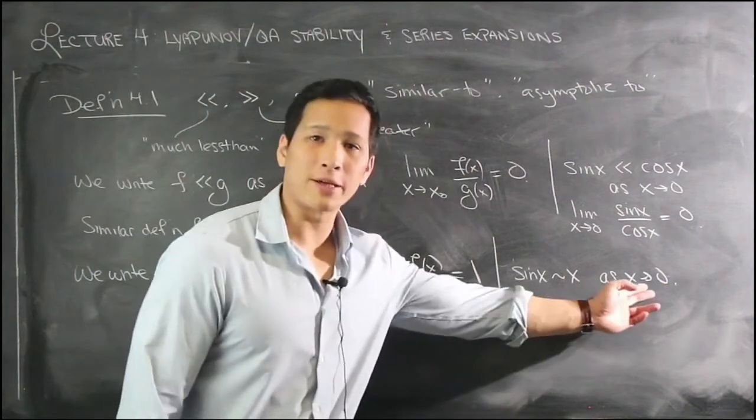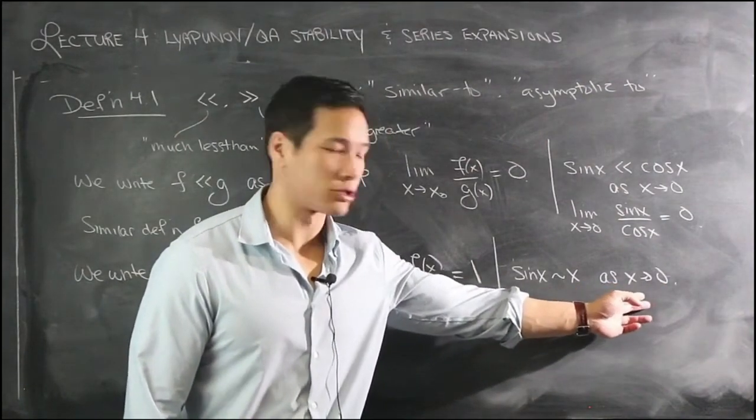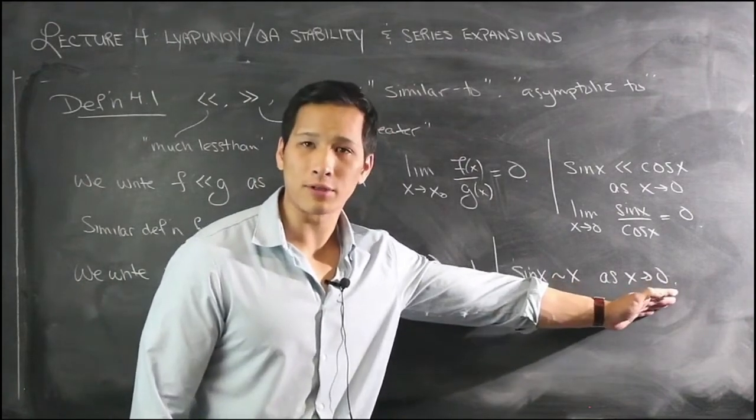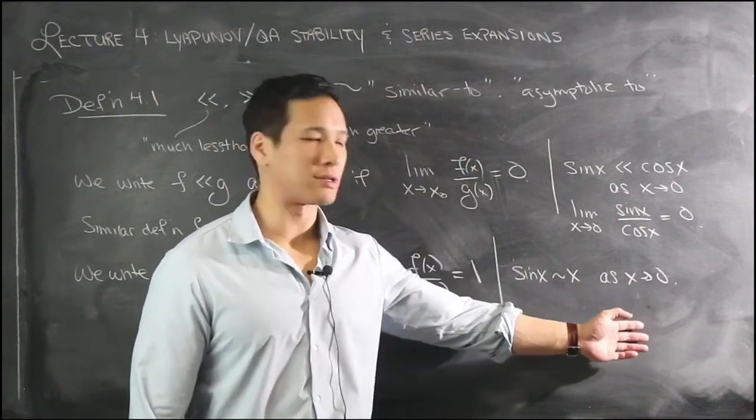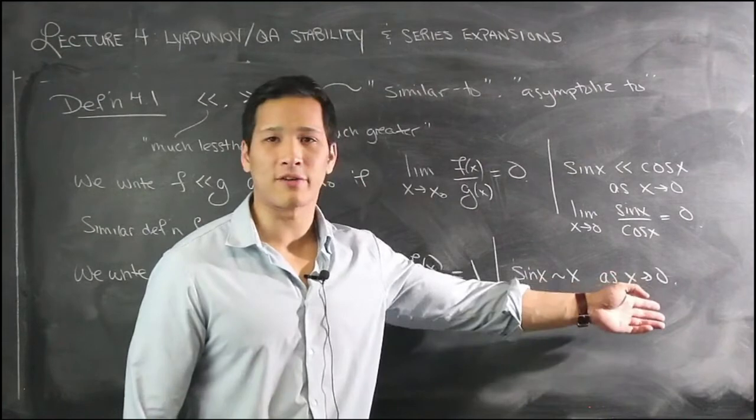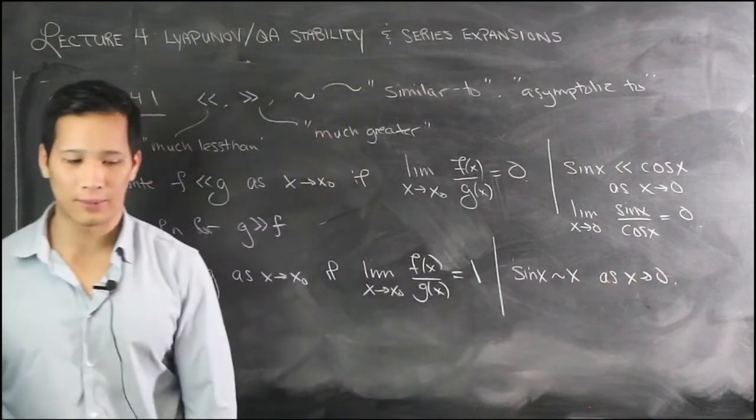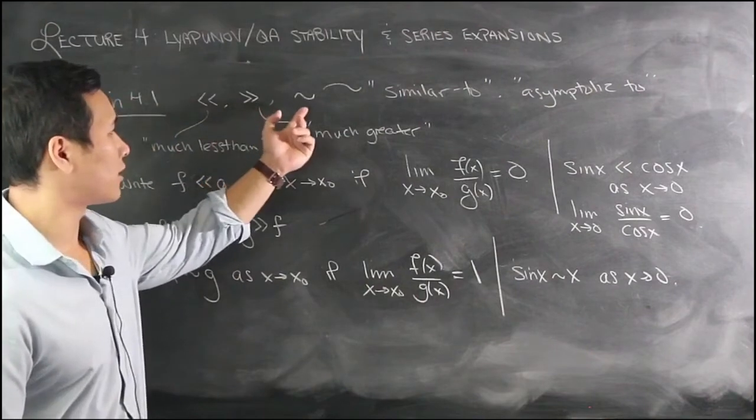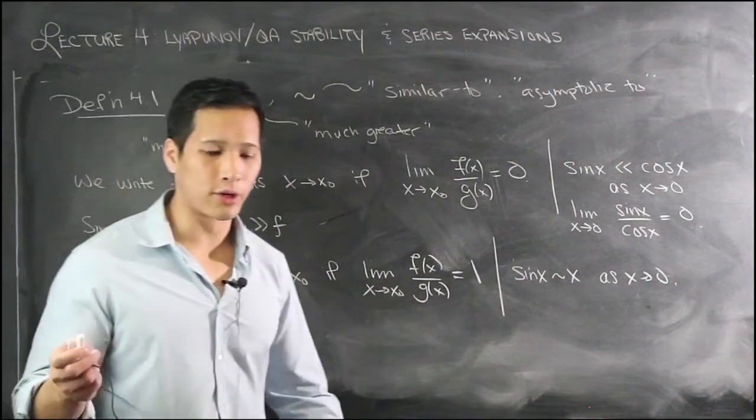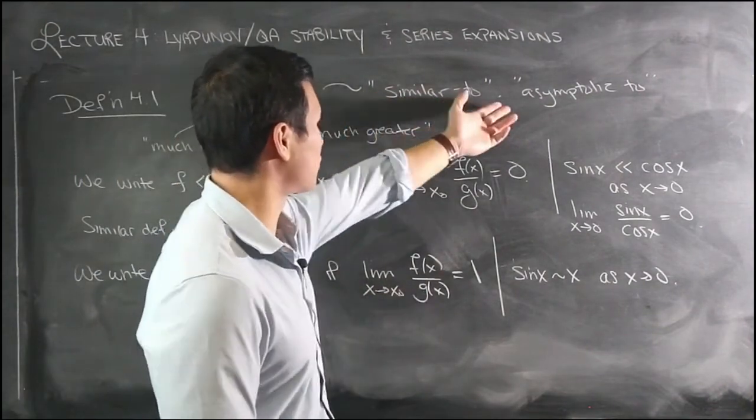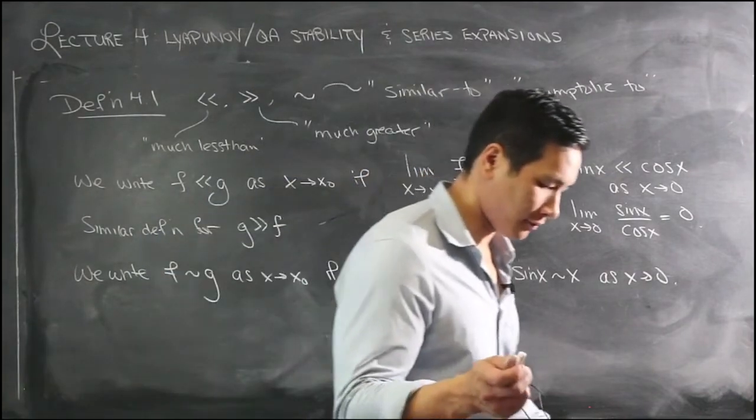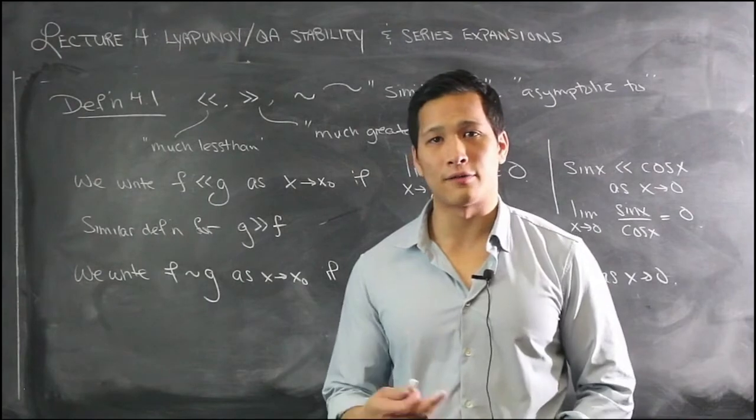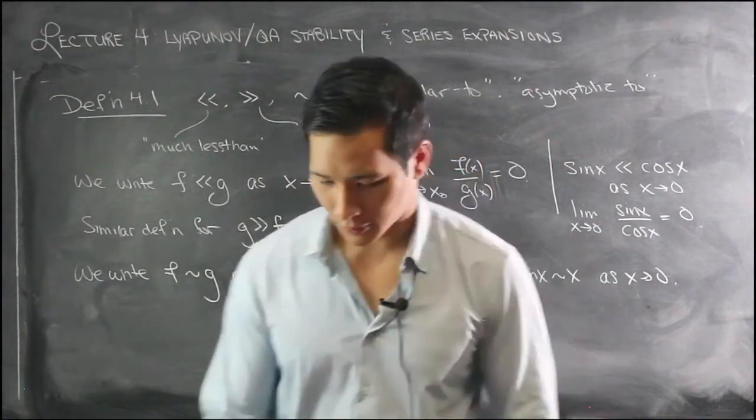It's important for you to specify the limit in which you're making this claim. If you don't write the limit, then it's ambiguous. Sometimes, if the book is sloppy or if I'm sloppy, I won't specify the limit because it's assumed that you know what the limit is. But these notations, much less than, much greater than, and similar to, or asymptotic to, that's the other way of defining this tilde sign, you're always stating in the context of a limit. Okay?